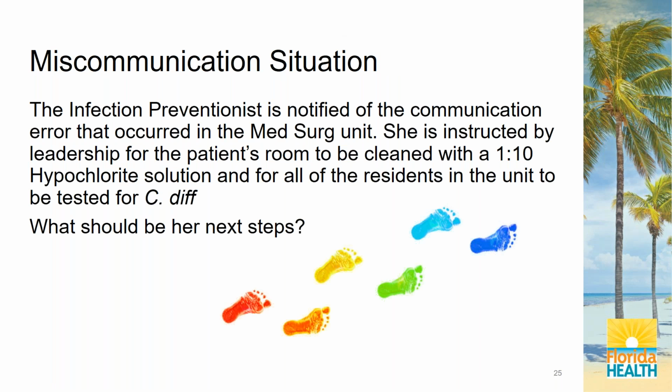So the infection preventionist is notified of the communication error that occurred in the med-surg unit, and she's instructed by leadership for the patient's room to be cleaned with a 1 to 10 hypochlorite solution and for all of the residents in the unit to be tested for C. diff. What should be her next steps? And remember, we have to put our thinking caps on and do our best to think as an infection preventionist. And I know some of you are.